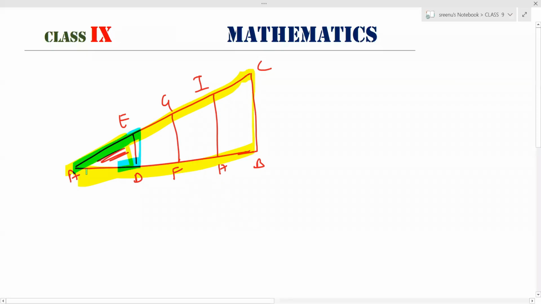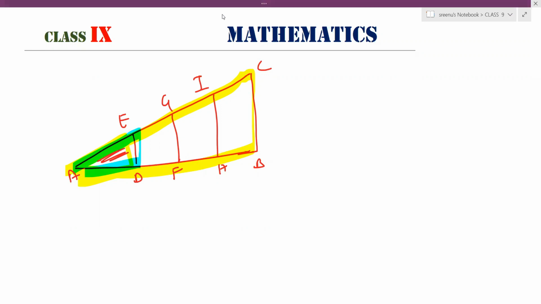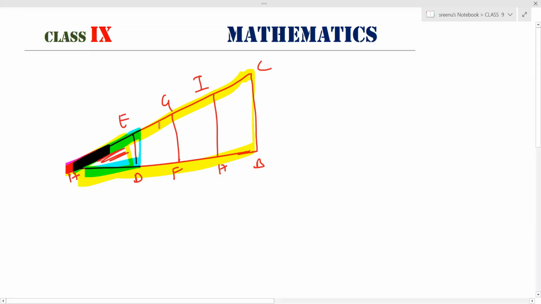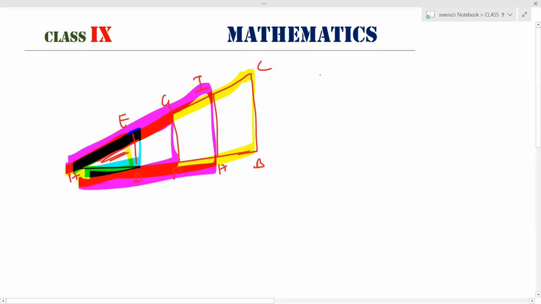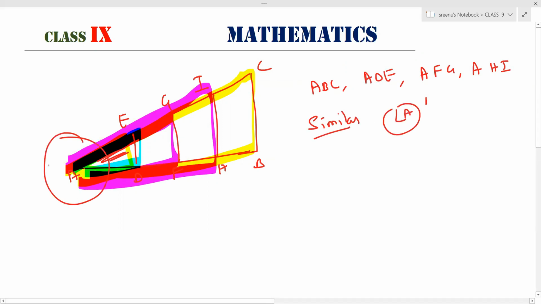This is the small triangle with green color. These two triangles are similar. Likewise, this second one is also similar. This third one too. So based on the big triangle ABC, we have small triangles ADE, AFG and AHI. These are similar. Why are they similar? Similar means they should have some common property. Like here, angle A is common in all.